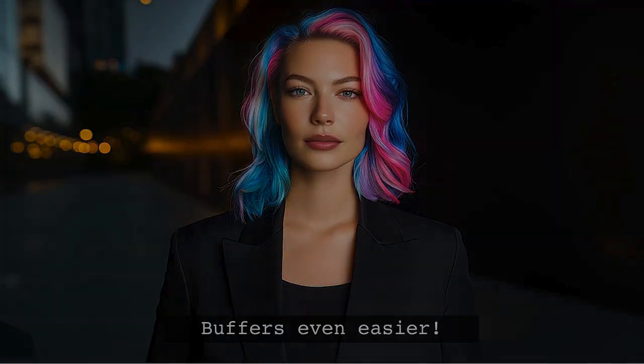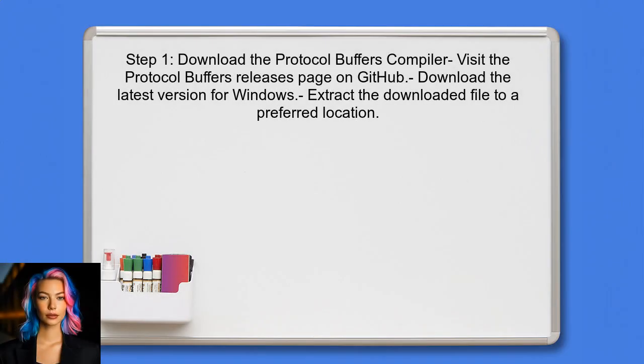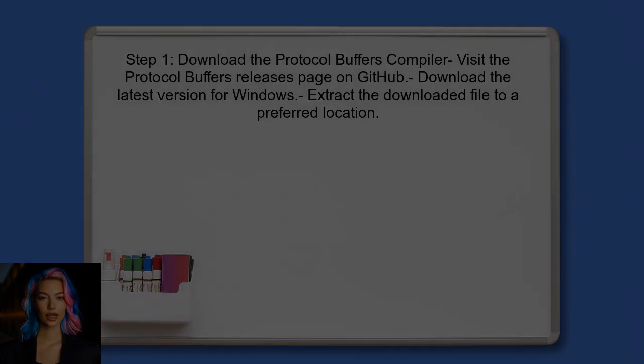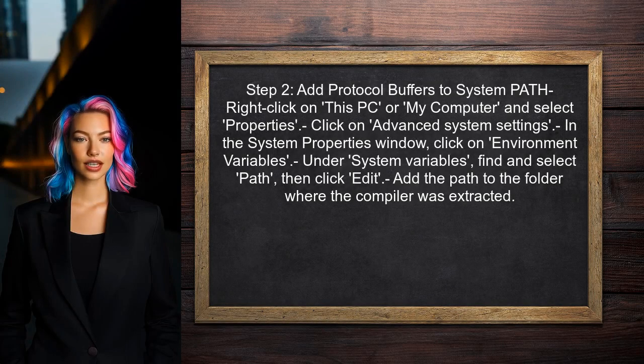To begin using protocol buffers for Java on Windows, the user needs to download the protocol buffers compiler. This is essential for compiling .proto files into Java classes. Next, the user should add the protocol buffers compiler to their system's path. This allows them to run the compiler from any command prompt.